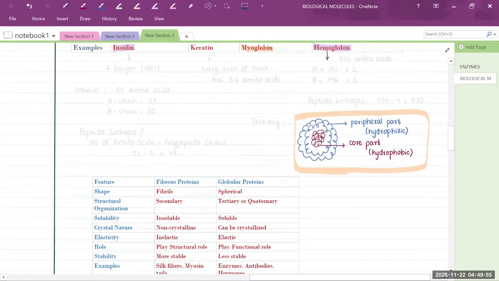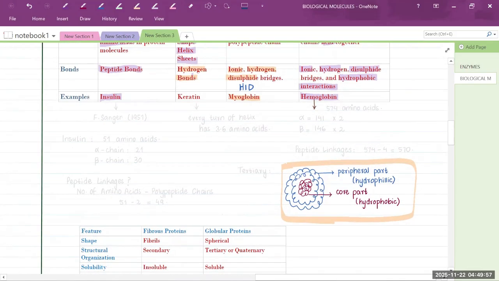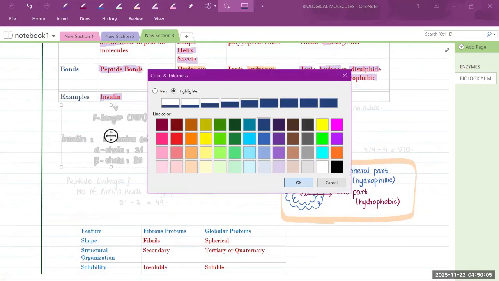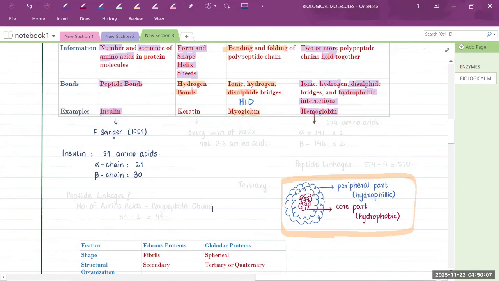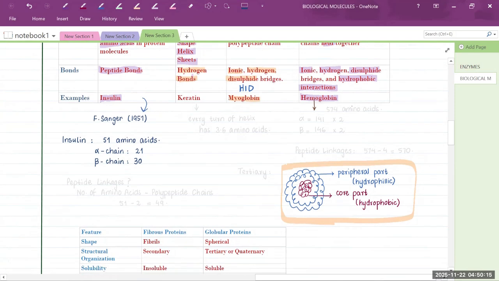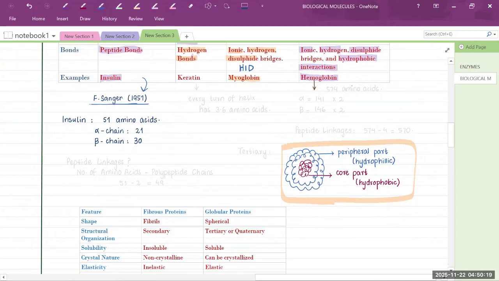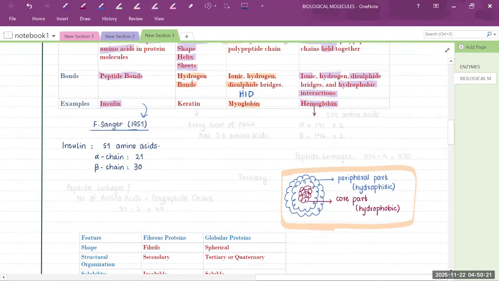Moving again to the primary structure, I have written some things here. This arrow does not indicate insulin, this indicates the primary structure itself. The primary structure was first introduced by F. Sanger in 1951. That's a key point that you have to remember.